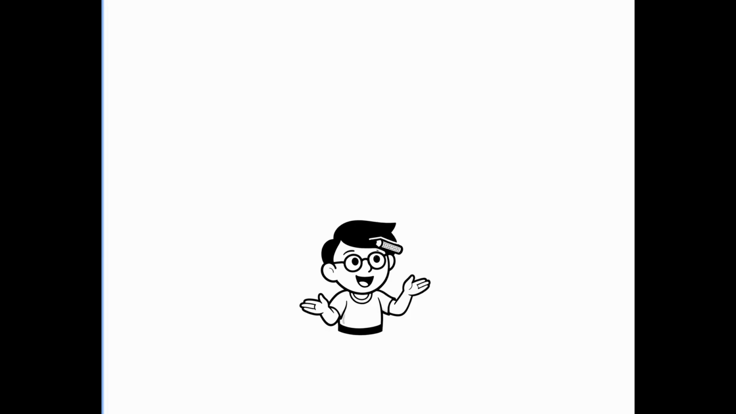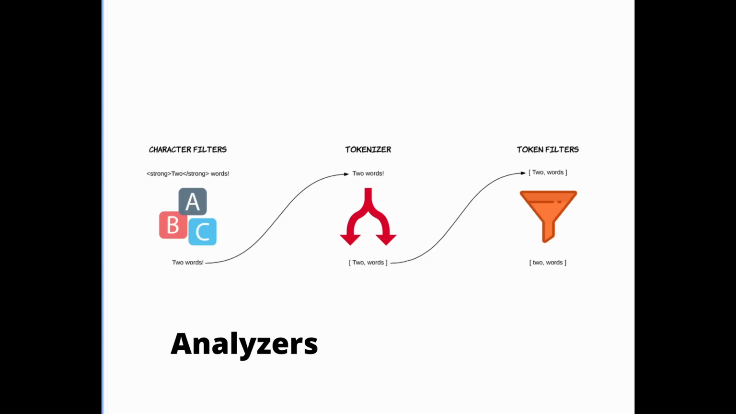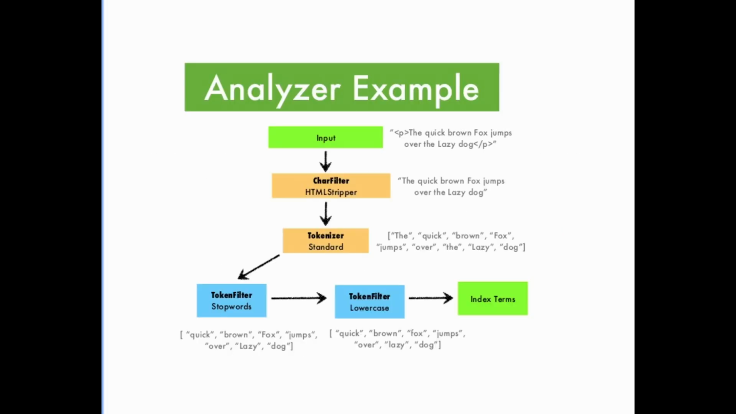Now let's talk about something that directly affects search quality, and it's called analyzers. Analyzers define how text is processed before indexing and before searching. An analyzer is basically a pipeline. First, character filters clean the raw text. Then a tokenizer splits text into tokens. The token filters normalize these tokens, like lowercasing, removing stop words, or applying synonyms. Elasticsearch gives you built-in analyzers like standard, whitespace, keyword, and language-specific analyzers, and multiple analyzers can be stacked.